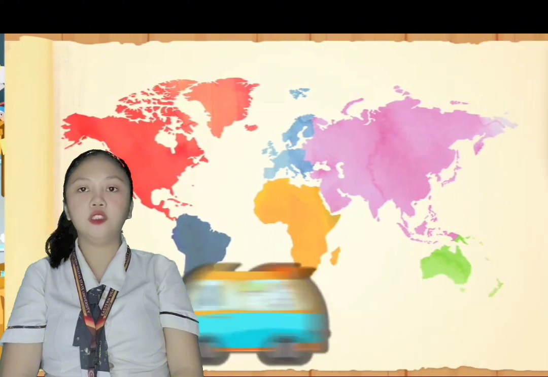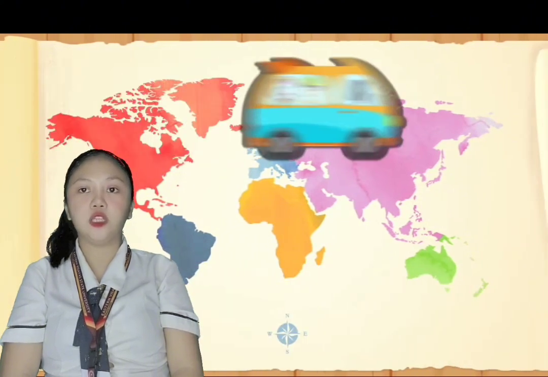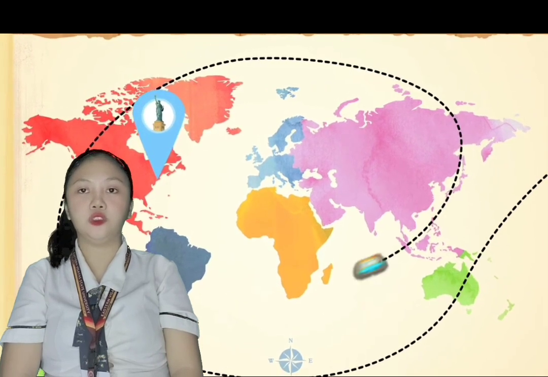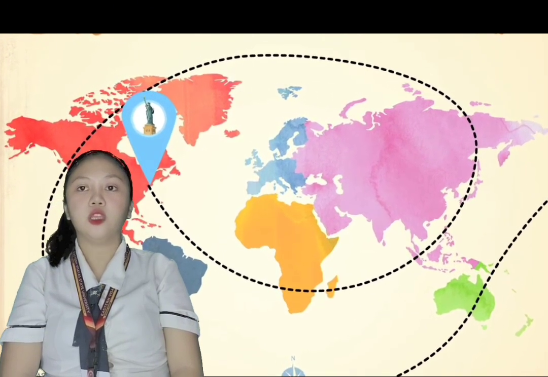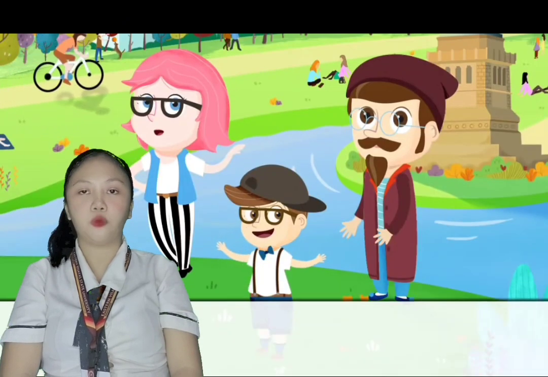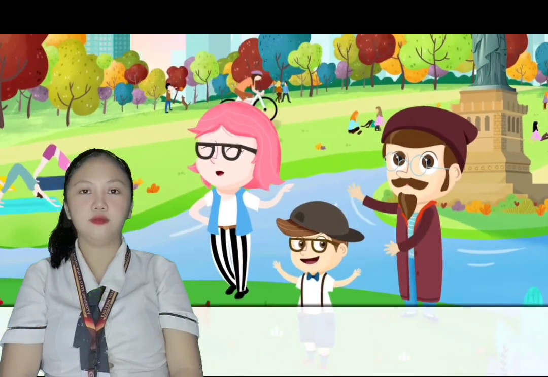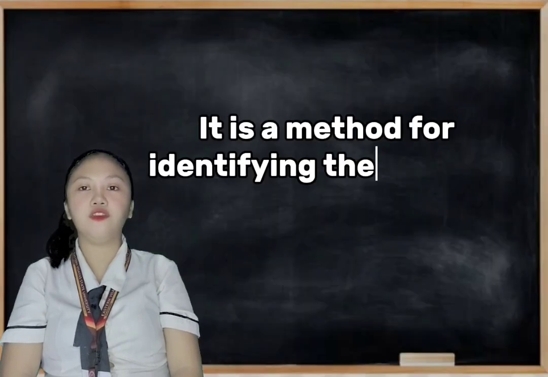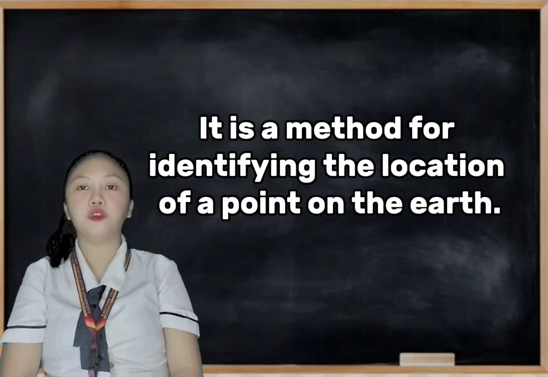By combining these coordinates, such as 40 degree north latitude and 74 degree west longitude for New York City, we can pinpoint any location on Earth. This system enables accurate identification and navigation to places worldwide. As a review, it is a method for identifying the location of a point on the Earth.